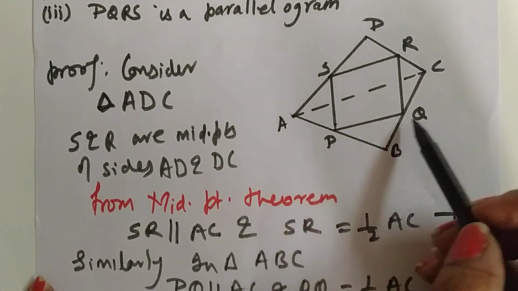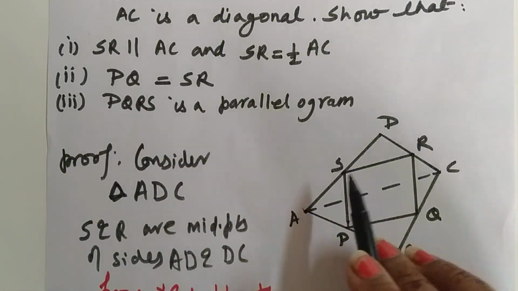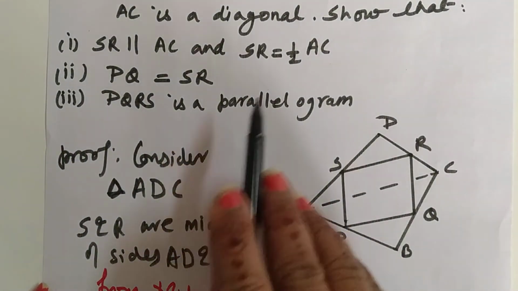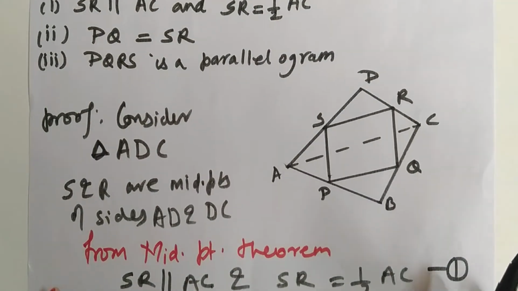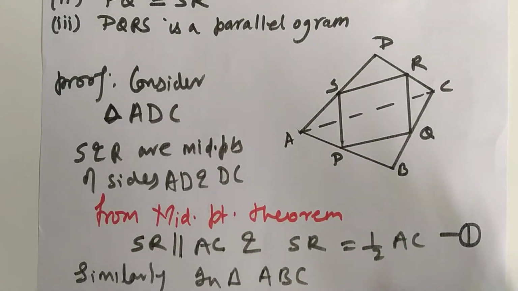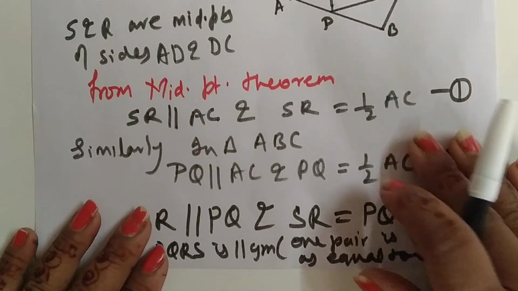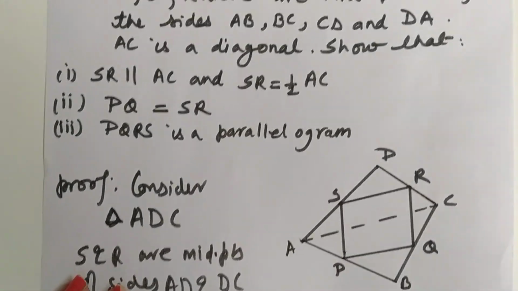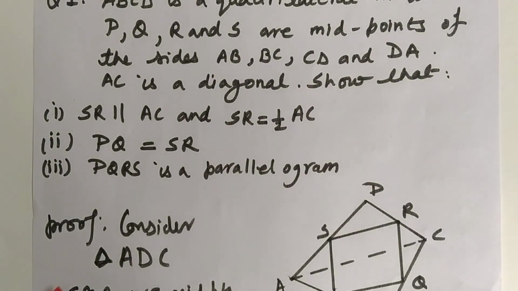Now we can say that PQRS is a parallelogram, that is required. SR we have proved parallel to AC by the midpoint theorem, and SR is half of AC. So like this, only by applying the midpoint theorem we can solve exercise 8.2. Many questions are like this, and I hope this question is clear to you. So thank you, students.